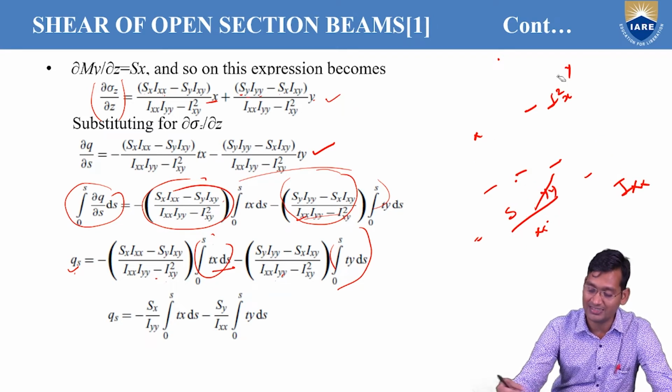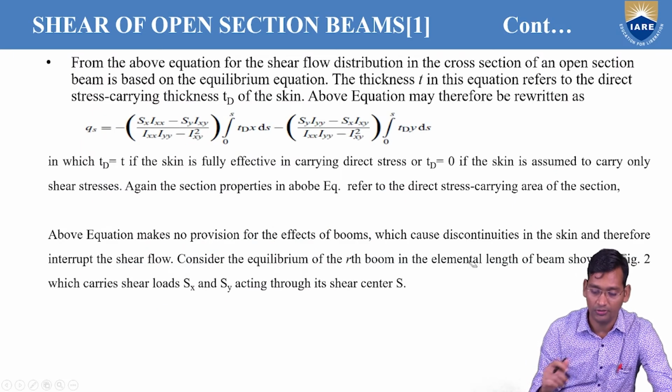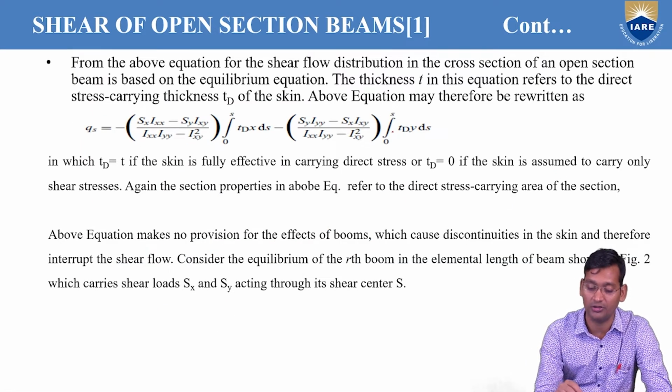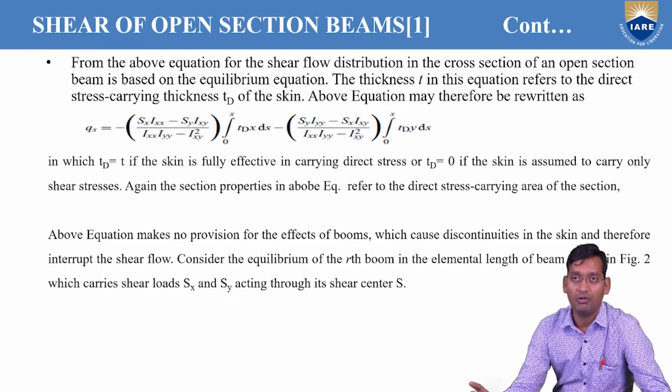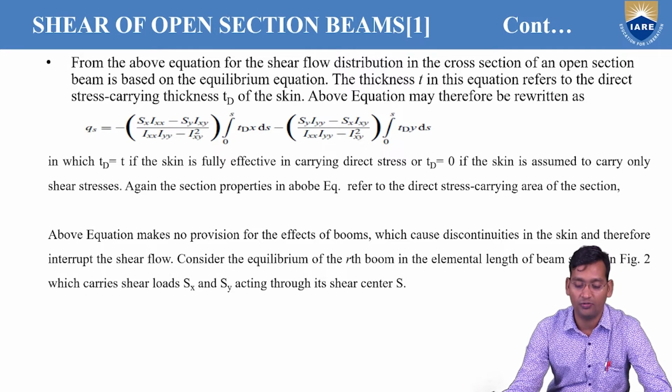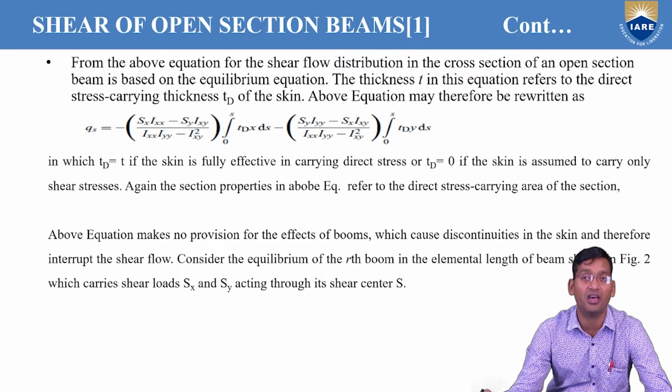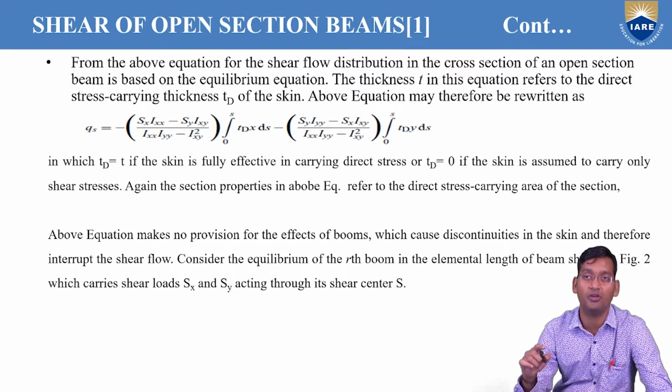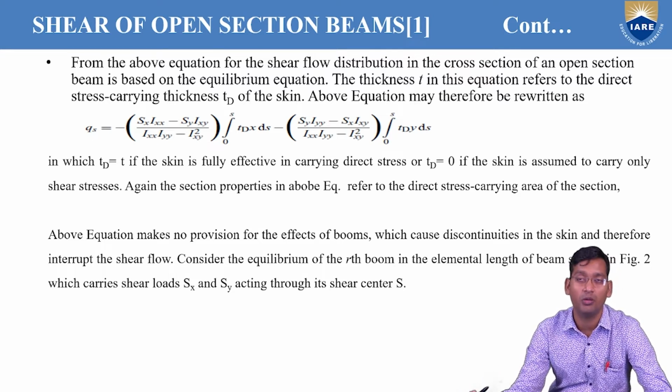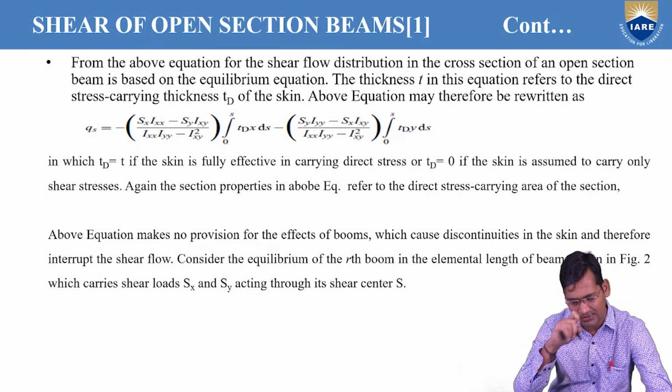So after that, what is the next step? That we have to integrate. Okay, so just see here, this is our final one. So from the previous equation, the shear flow distribution in the cross section of an open section beam is based on the equilibrium equation, which must be equal to 0, right? The thickness t in this equation refers to the direct stress carrying thickness tD, which we already saw in the figure while converting into the boom area. So the same thing, you have to replace t with tD here.